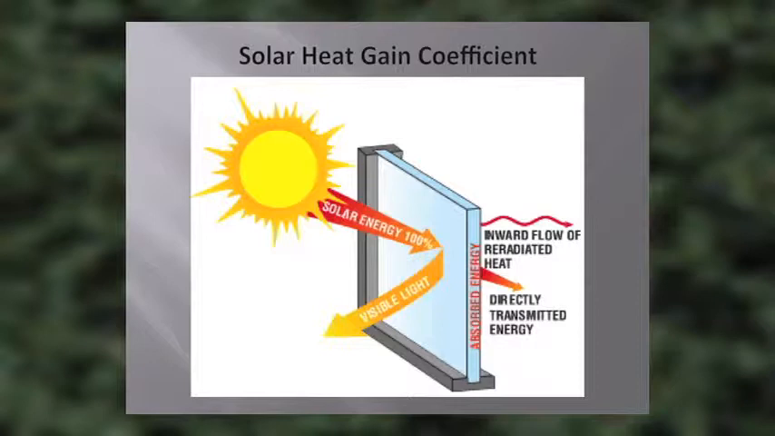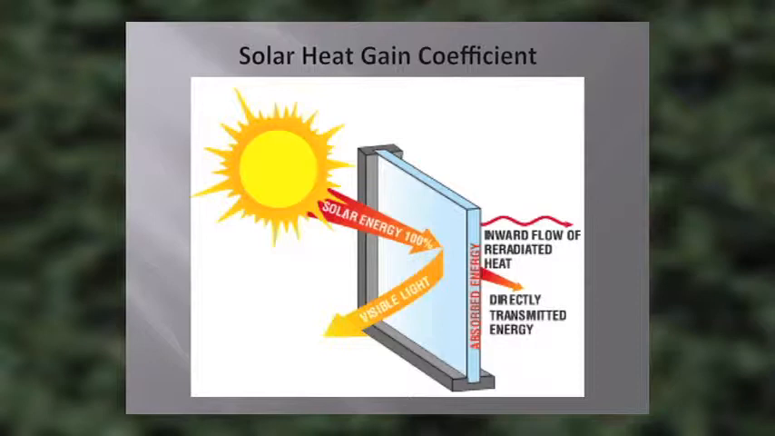Solar heat gain coefficient is the ratio of solar heat that's passing through the window relative to the total amount of solar heat available. This includes the solar heat that goes through the window, as well as the solar heat that's absorbed by the window panes themselves and then re-radiated into the house. Okay, it includes both of those things.